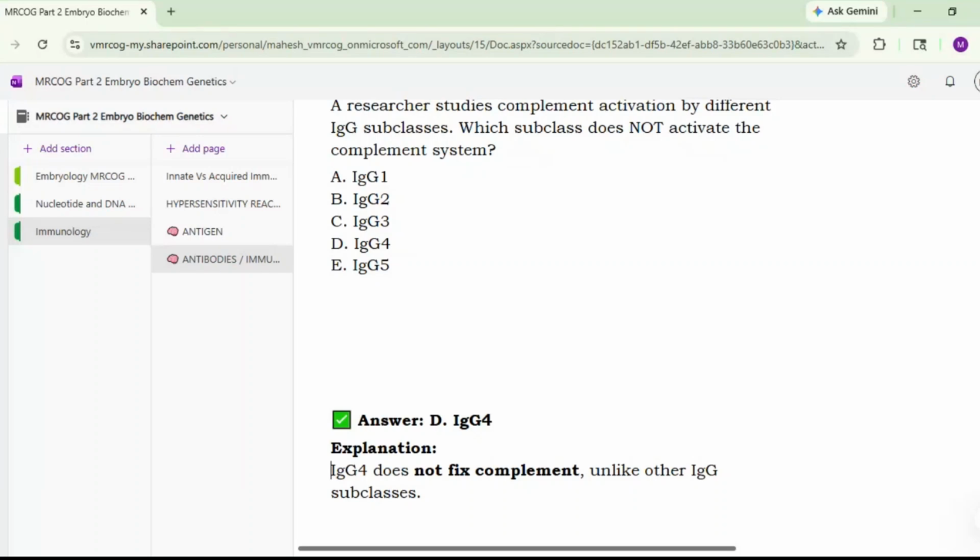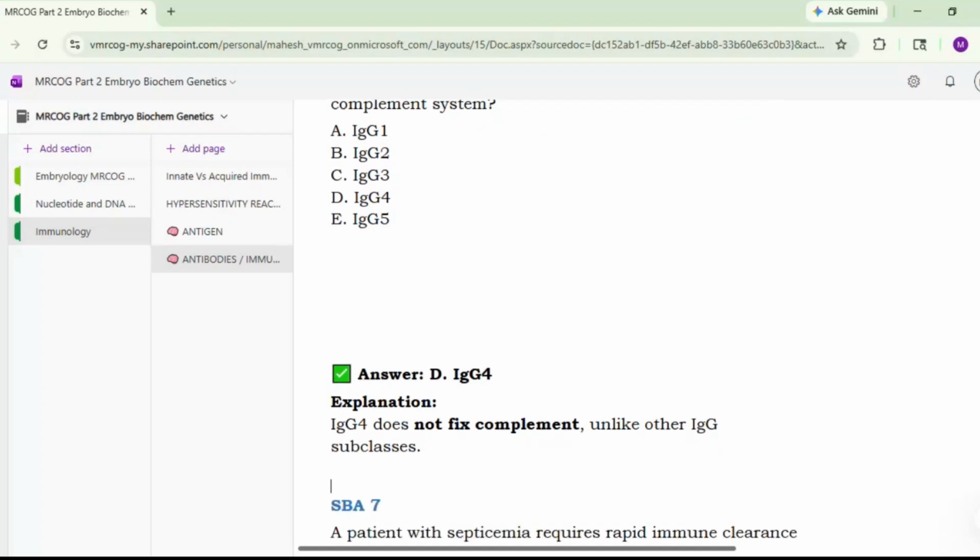First thing, there are only 4 subclasses, so IgG5 is not there. IgG4 does not fix the complement unlike other IgG subclasses.